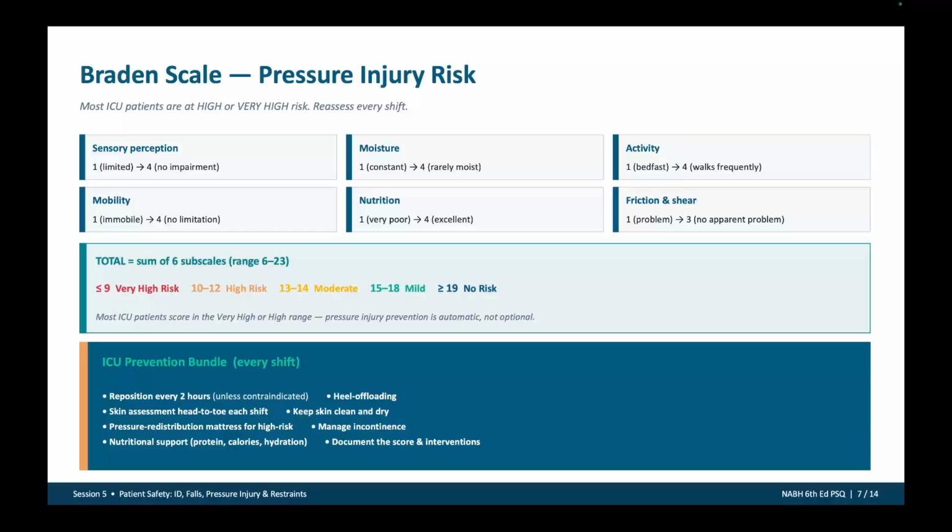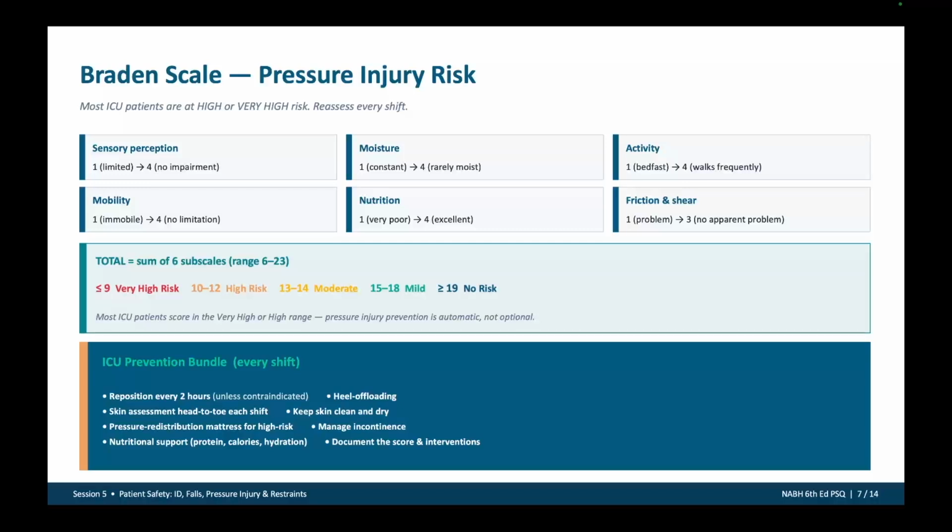So the total is equal to the sum of the 6 subscales. If it is less than or equal to 9, very high risk; 10 to 12, high risk; 13 to 14, moderate; 15 to 18, mild; more than or equal to 19 is no risk at all. So most ICU patients score in the very high or high range.